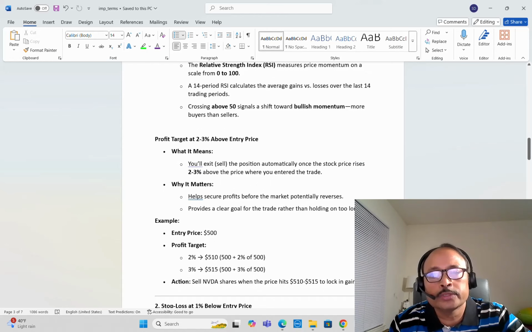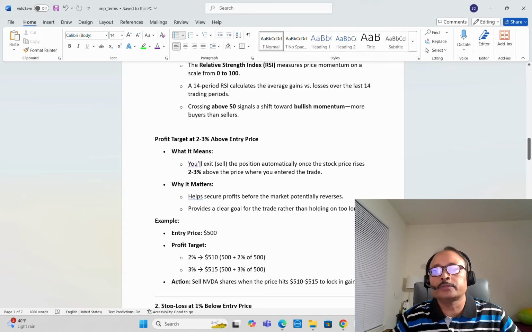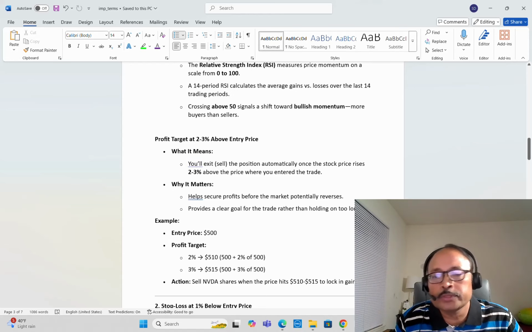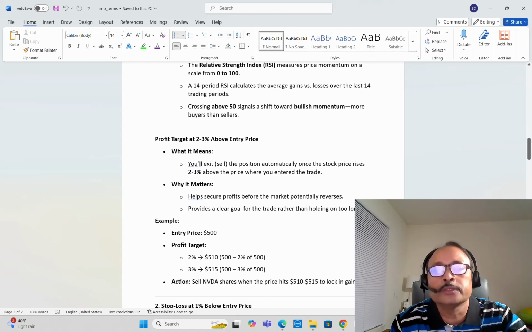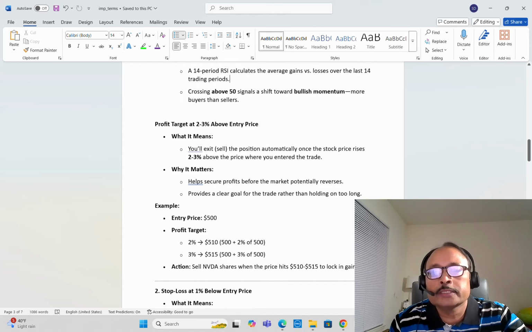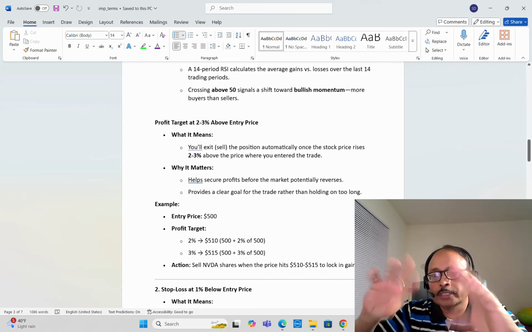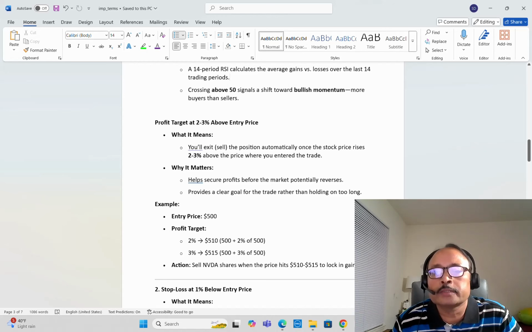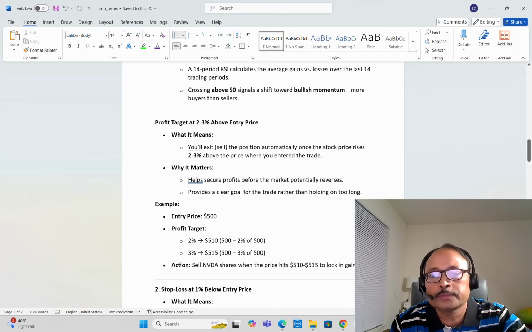Then profit target, 2 to 3% above the entry price. What does it mean? It means you will exit or sell the position automatically once the stock price rises 2 to 3% above the price where you entered the trade, the price at which you bought the stock. If the price rises 2 to 3%, you will sell it. That is the profit target. Why it matters? It helps secure the profits before the market potentially reverses. Anything can happen, so the market may reverse also. So you can book the profit here. It provides a clear goal for the trade rather than holding it for a long time.